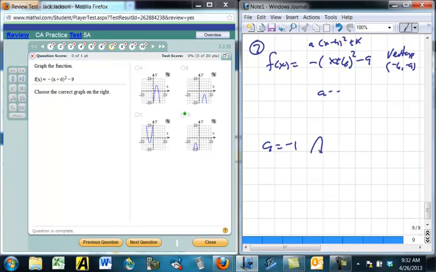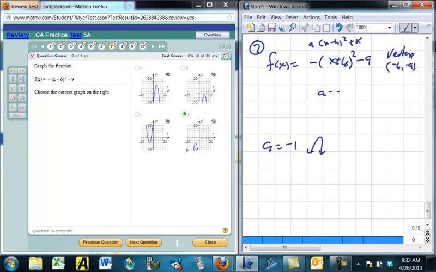So it's opening down. That alone is enough to be able to narrow it down to D, because negative 6, negative 9 means the vertex is in the third quadrant over here. So that narrows it down to this one or this one. It's opening down, so that's got to be this one right here. It's got to be D.